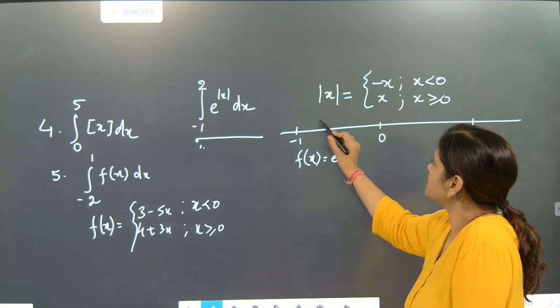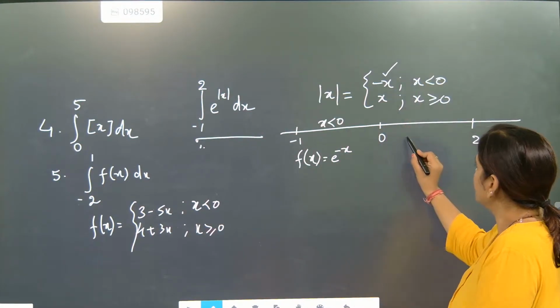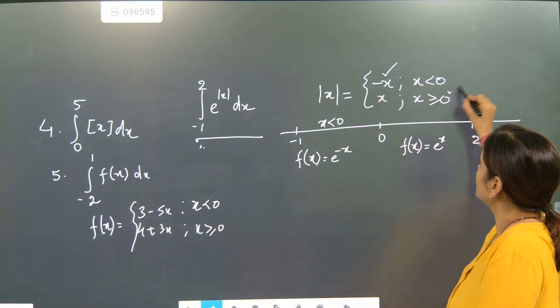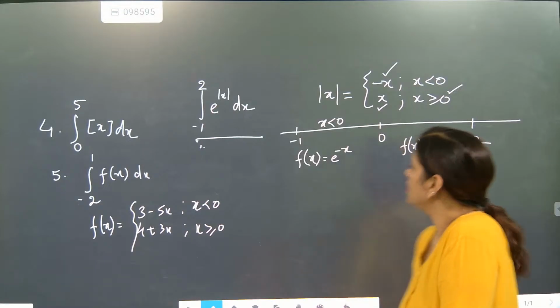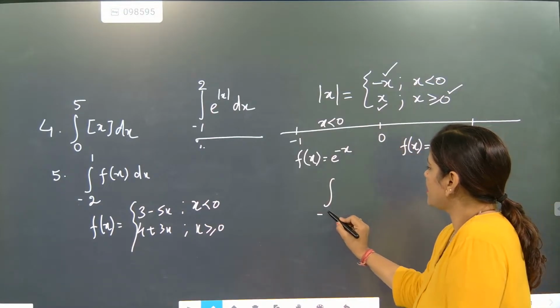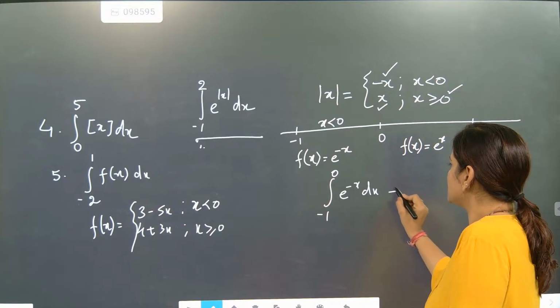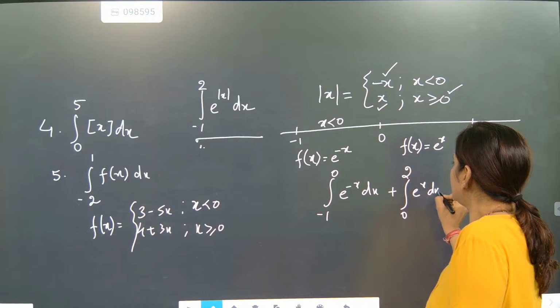Because here x is less than 0, you need to pick this one. Then here f of x is equal to e to the power x. That means you need to pick this one. Very clear cut. Now solve. Integral from -1 to 0 of e to the power minus x dx plus integral from 0 to 2 of e to the power x dx.